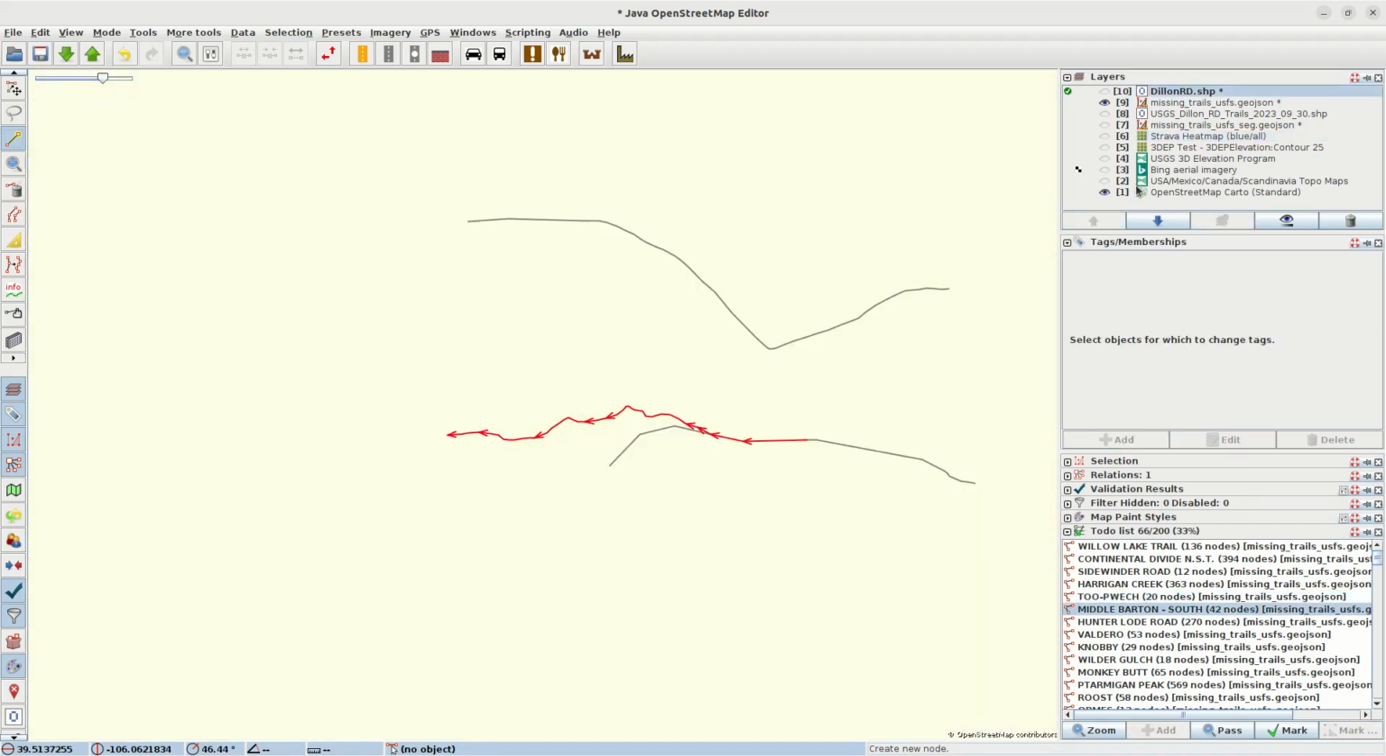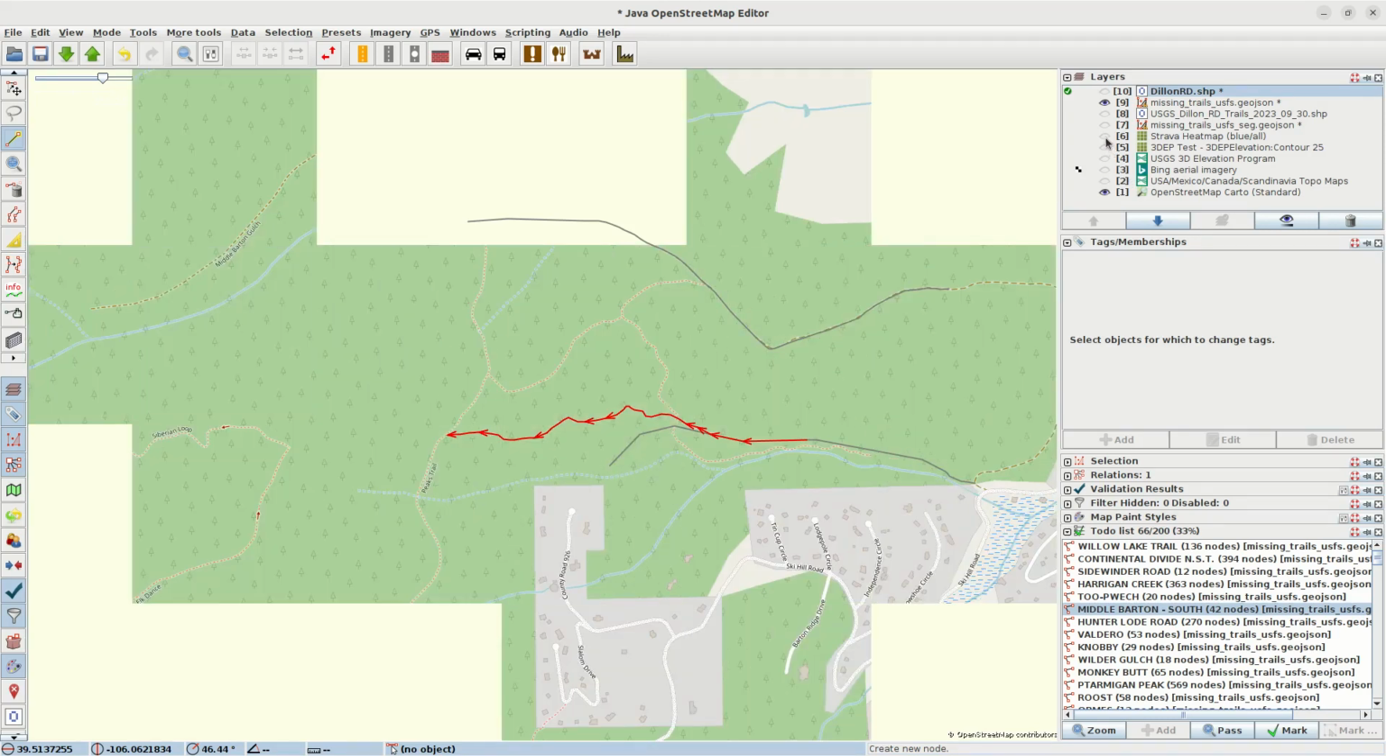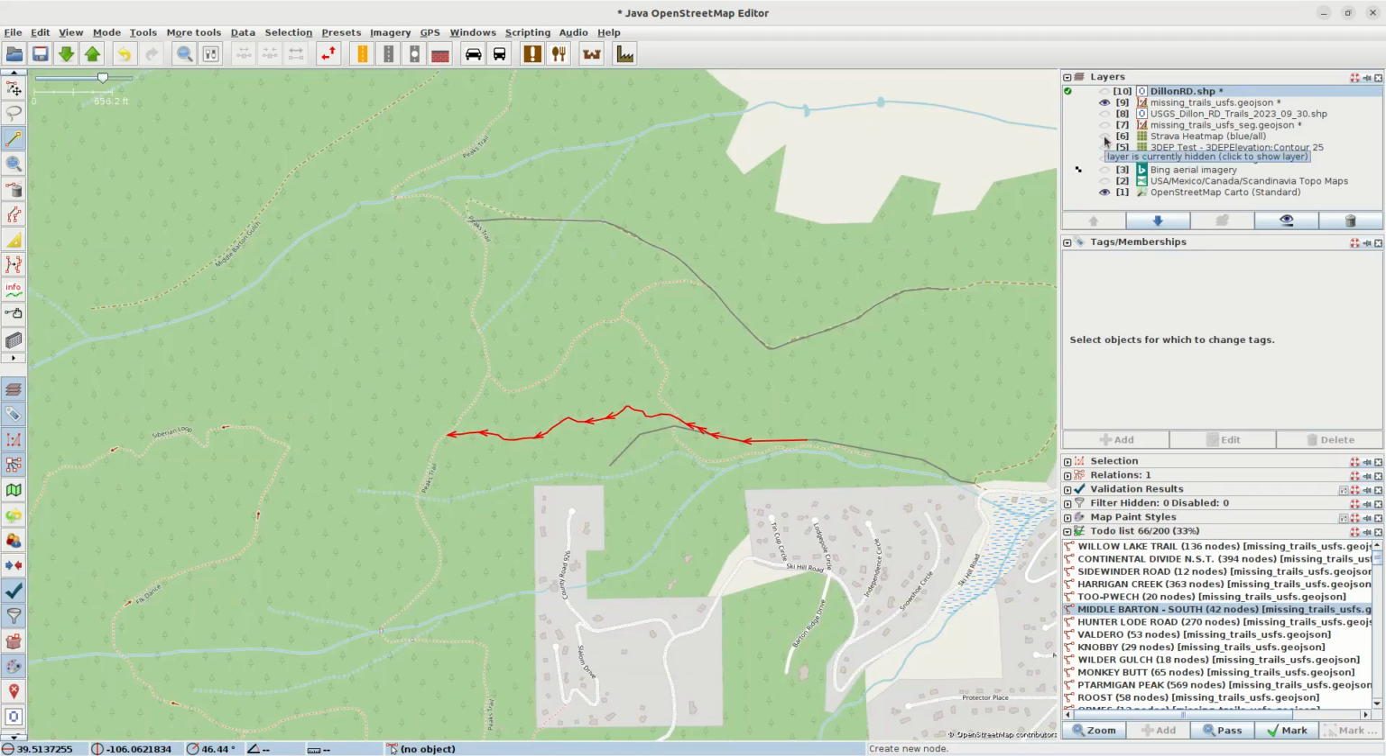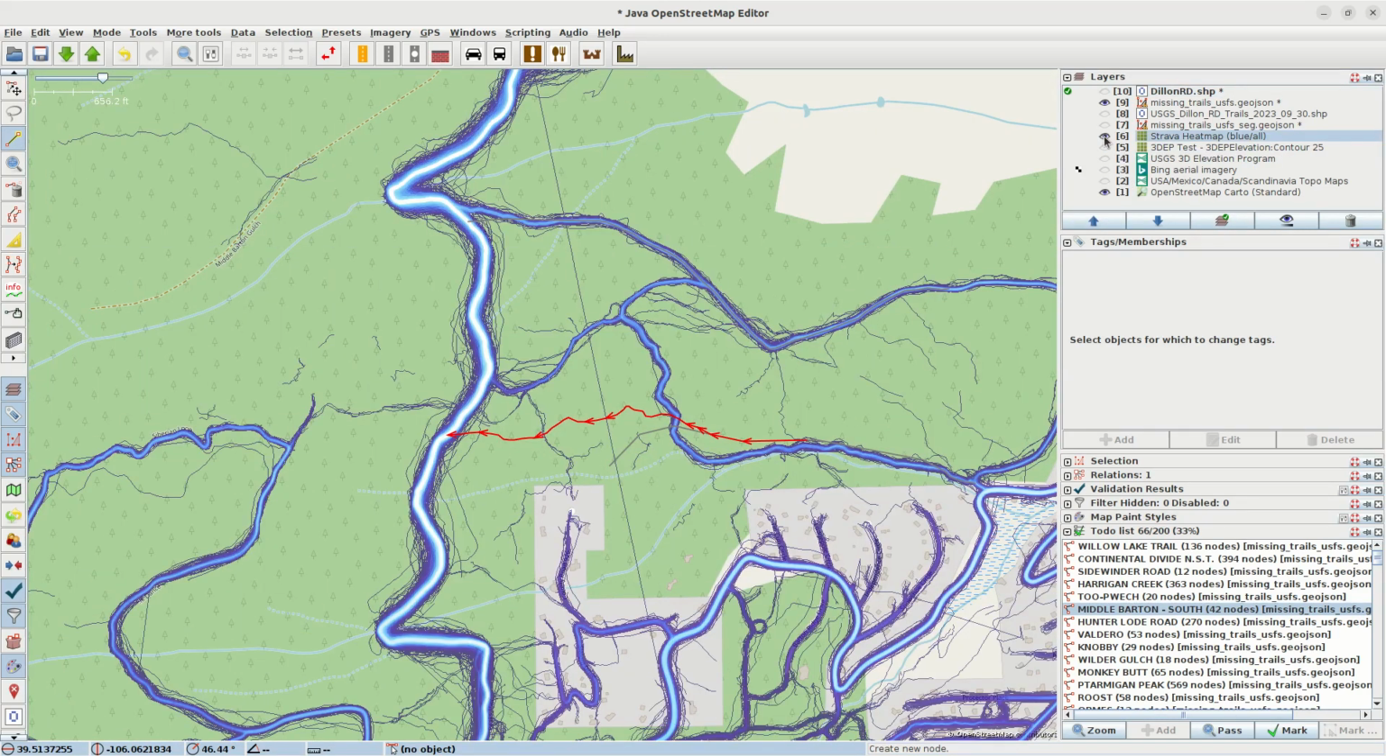This is the Middle Barton Trail. And the Strava heat for that. You can see no one's traveling on that section of trail. So what's confusing about this is, is this really the Middle Barton Trail? Or is that the Middle Barton Trail? Or does the Middle Barton Trail really not exist at all, and this is a trail that has a different name and a different number altogether?